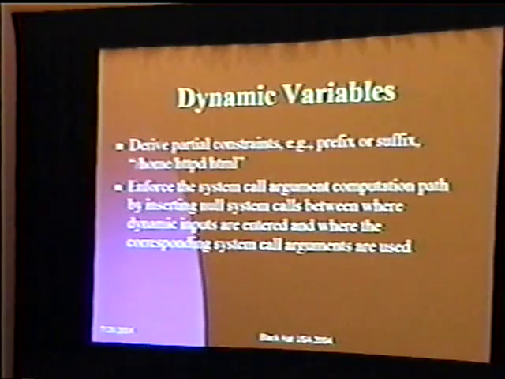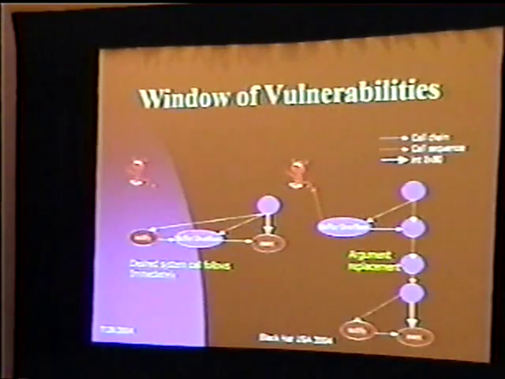Like Apache, you would say that this is my root directory, and every time a user gives you some URL request, you concatenate the two, and that forms the object, right? So we can say that that particular object name is a system call argument, and at least we know there are some partial constraints on that system call argument. Or you can try to insert a notify system call, to force the application to go through some system call argument computation process. That's another approach that we are taking.